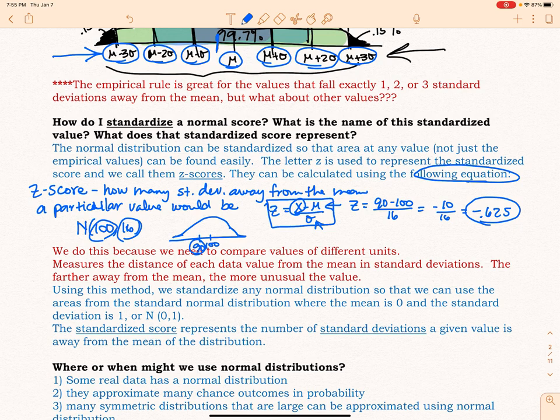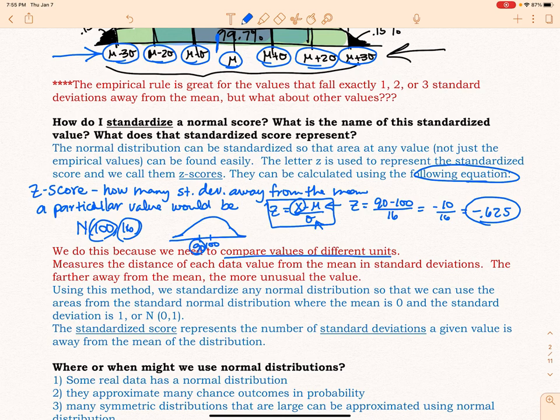So let's look at this in a deeper concept observation, I guess is the word I want to use. Okay, why do we do this? Well, we do it if we want to compare values for different units. For instance, let's say you and your friend take a standardized test. You take the SAT, your friend takes the ACT. I've actually got an example like this that I'm going to do a video over.